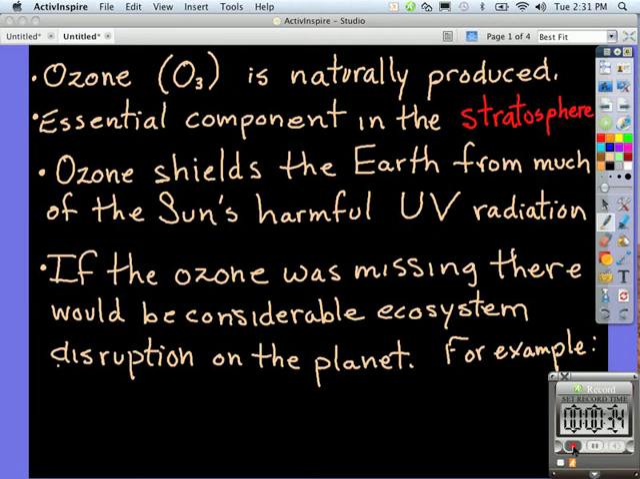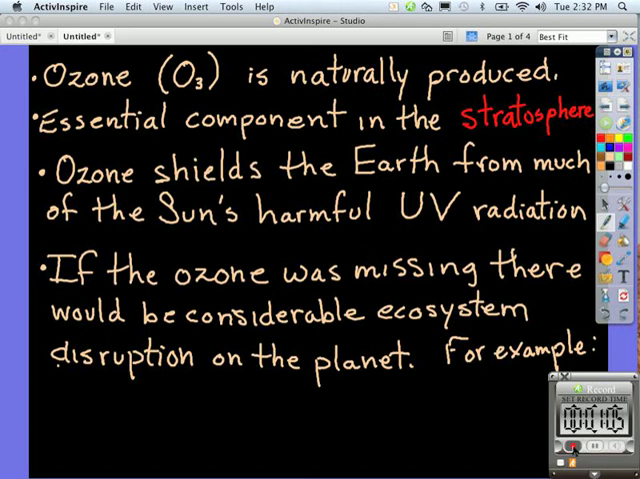First here we have ozone. It is O3, that's its chemical formula, and it is naturally produced, usually when lightning strikes. It is an essential component in the stratosphere, which is about 30,000 to 35,000 feet up, and this helps to filter out harmful UV radiation. So bullet number 3, ozone shields the Earth from much of the sun's harmful UV radiation.